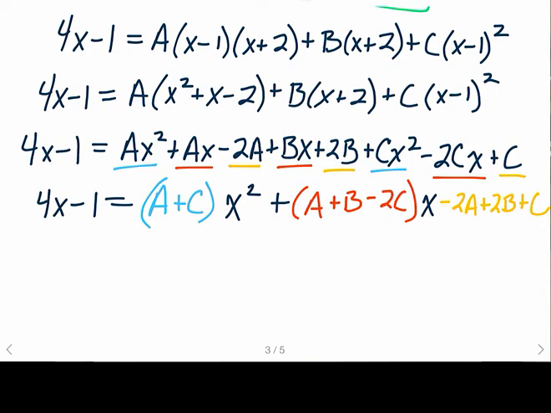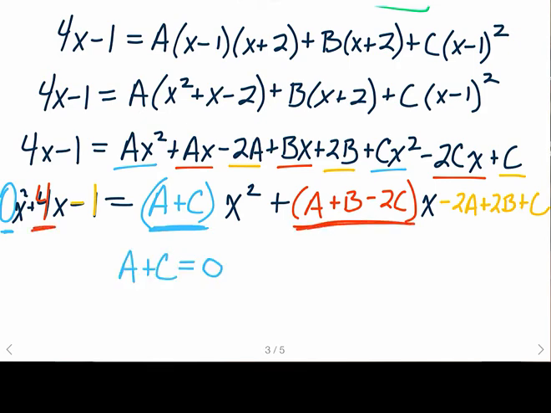Now, on the left-hand side, there isn't an x squared, so I'm going to write this as 0x squared plus, and then we have our 4x, and then we have our minus 1. And you can see I'm color coding this. What we have is that 0 must correspond to a plus c, and 4 must correspond to a plus b minus 2c, because those are the coefficients on x. And negative 1 must correspond with negative 2a plus 2b plus c, because those are the constants that don't have the variable x in their terms.